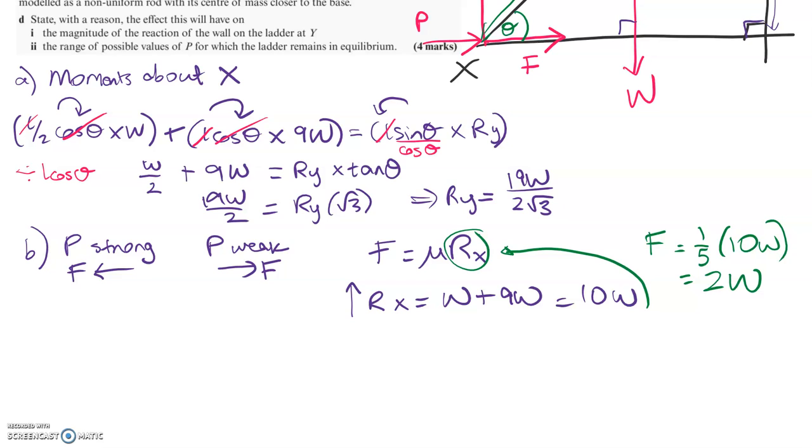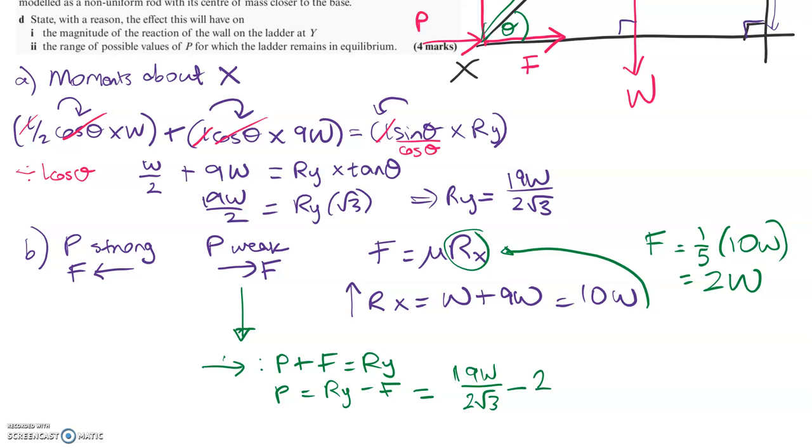Okay, so that's F. Now, to get the minimum value of P, we're saying that F is pointing the same direction as P. So resolving horizontally, I've got P plus F is Ry. So P is Ry take away F. If I put my values in, we worked out Ry in part A, 19W over 2 root 3, take away the F that I just worked out. That's going to be my minimum value of P. Let's take W out.